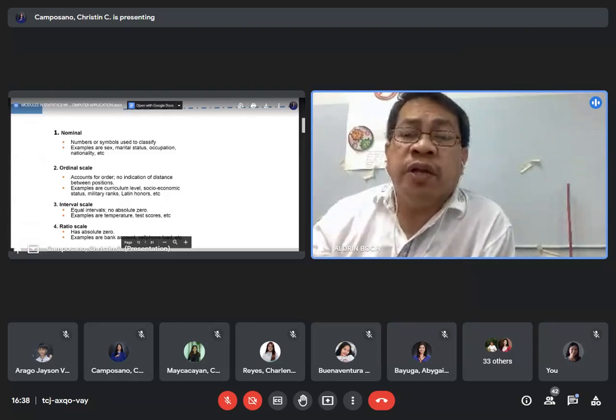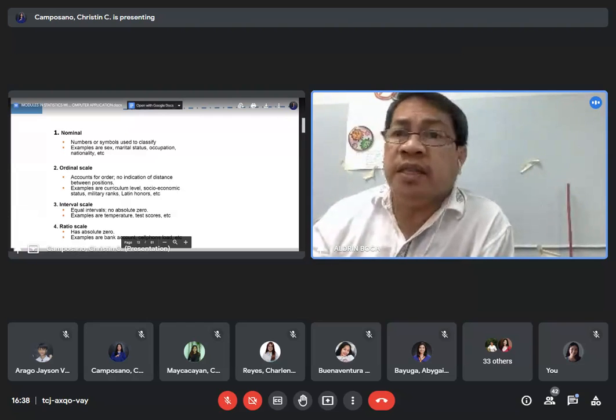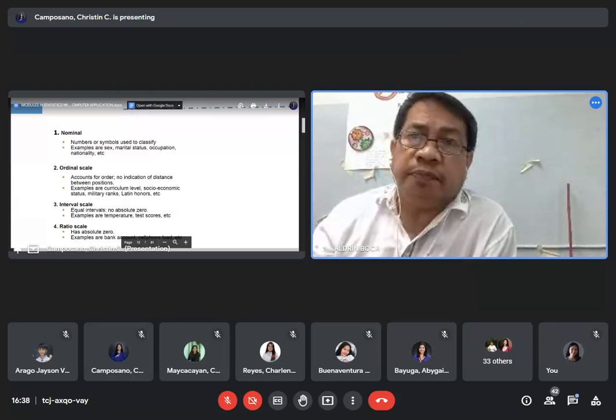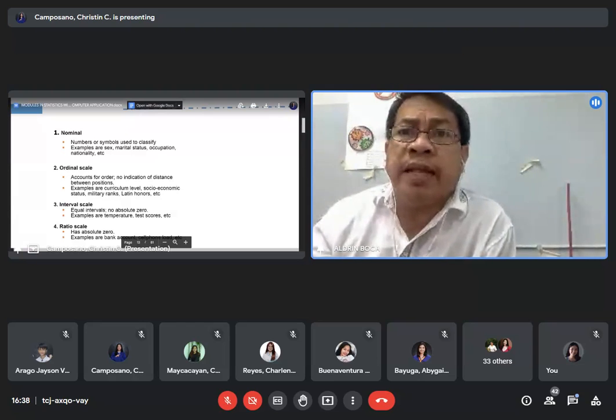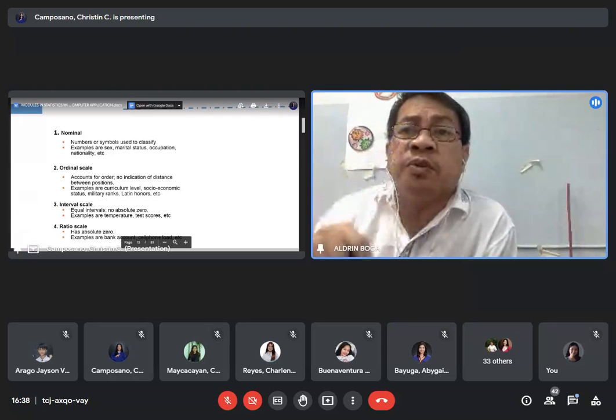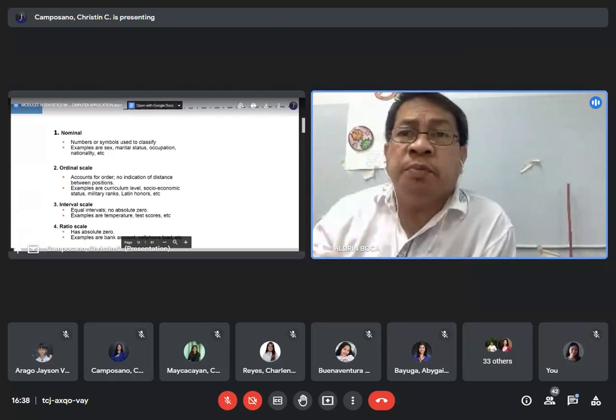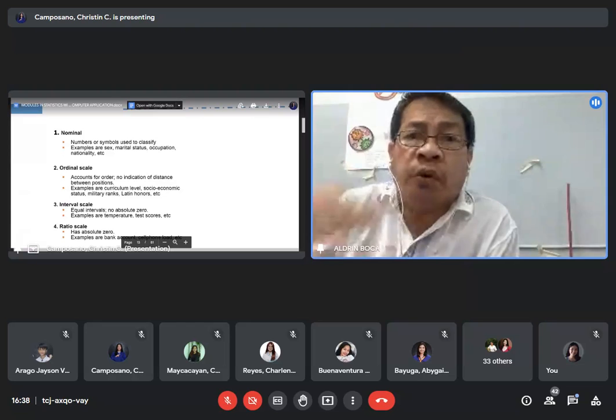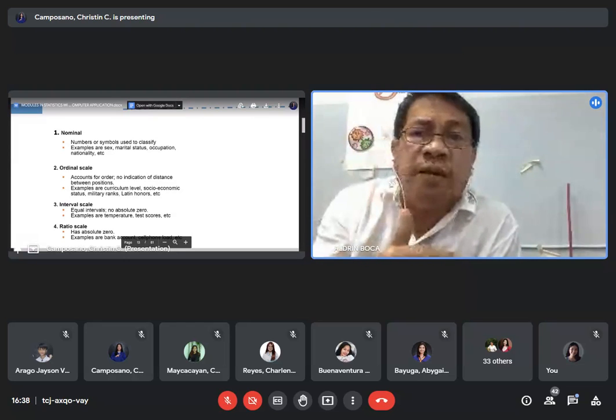You cannot detect differences here. Okay? So, in the ordinal scale of measurement, you cannot detect differences. What do I mean by that? You cannot detect differences or no indication of distance between positions. Okay? Because it only accounts for order. Order na kasi first, second, third, fourth eh.